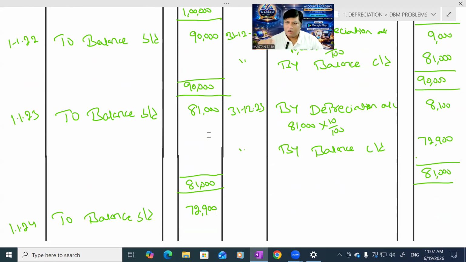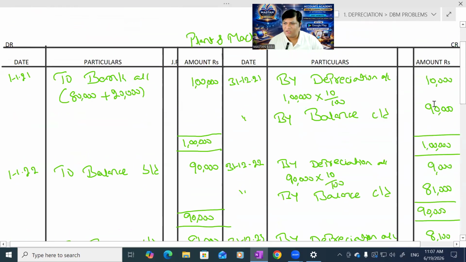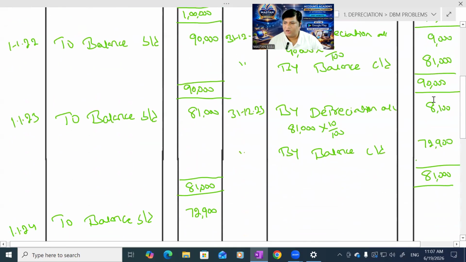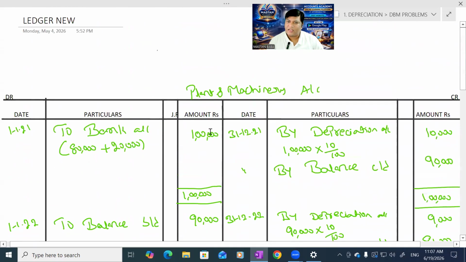But in diminishing balance, asset value does not decrease quickly when compared to FIM, because under FIM the same depreciation will be there, but under DBM the depreciation goes on decreasing every year. 10,000 first year, 9,000 second year, and 8,100 third year. So value comes to 72,900. So this is the presentation of the asset account. But they asked us to write the journal entries as well as depreciation account. So we'll do the depreciation account now.